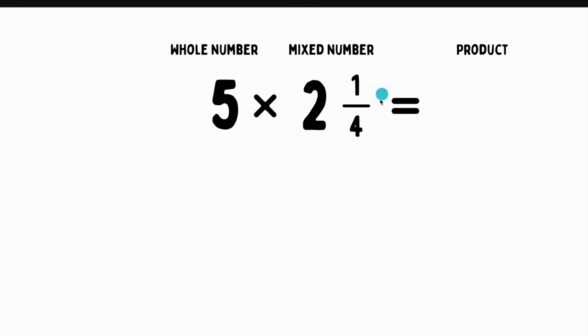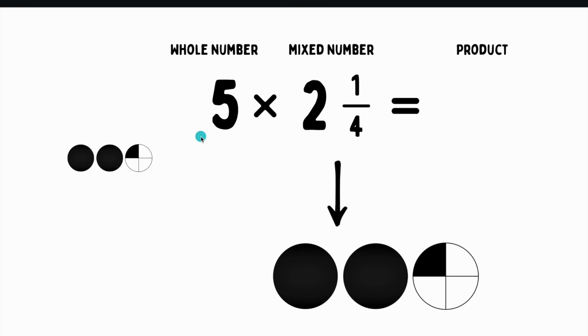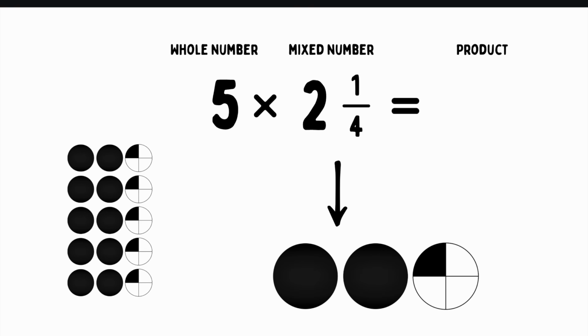Let's start by creating a model of the mixed number 2 and 1/4. We have two wholes, 1, 2, and we have 1/4 of another whole. We need to multiply 2 and 1/4 5 times. 1 time, 2 times, 3 times, 4 times, 5 times. Now let's count the wholes. We have 2, 4, 6, 8, 10 wholes.